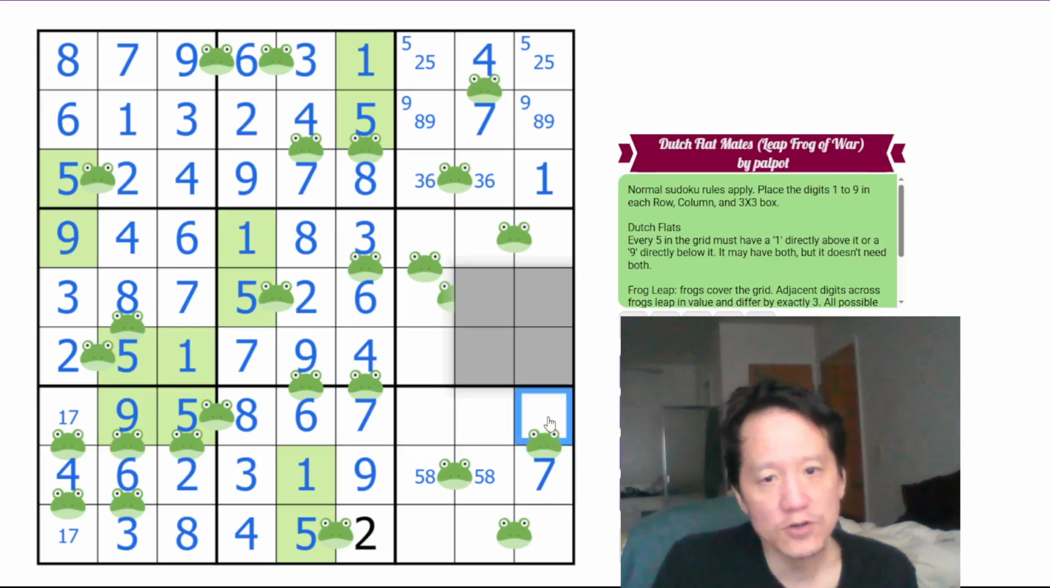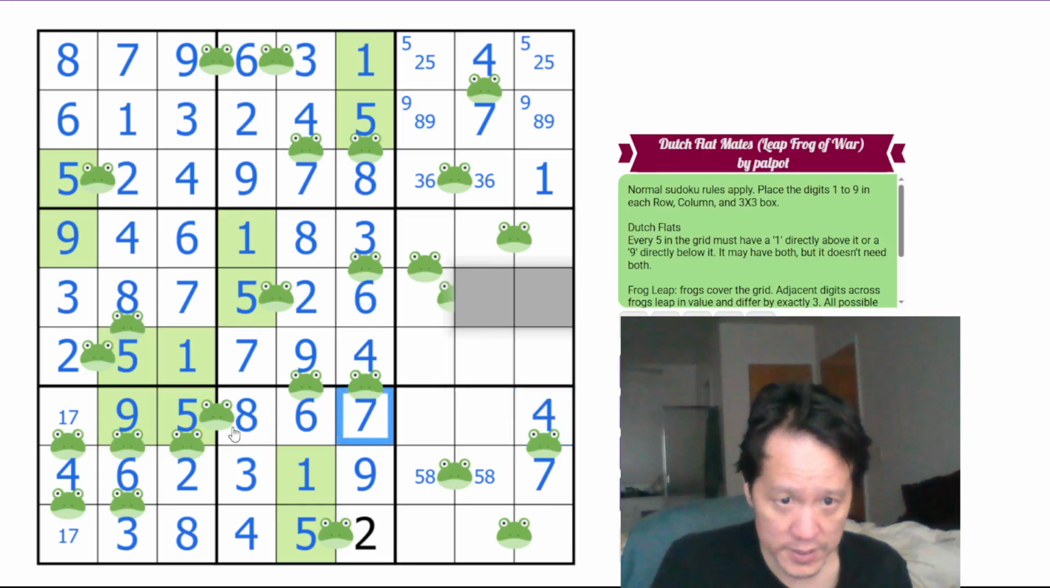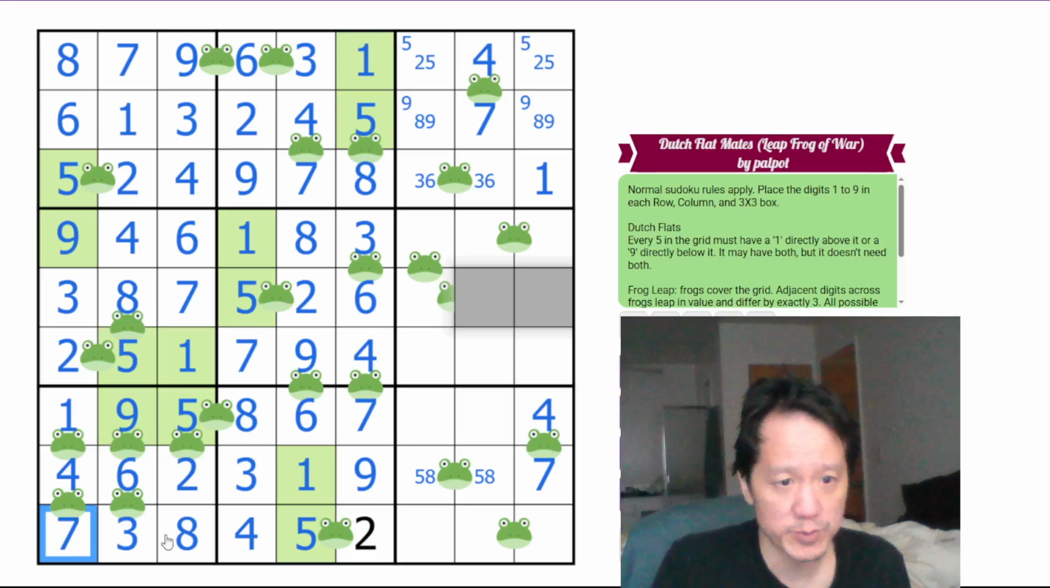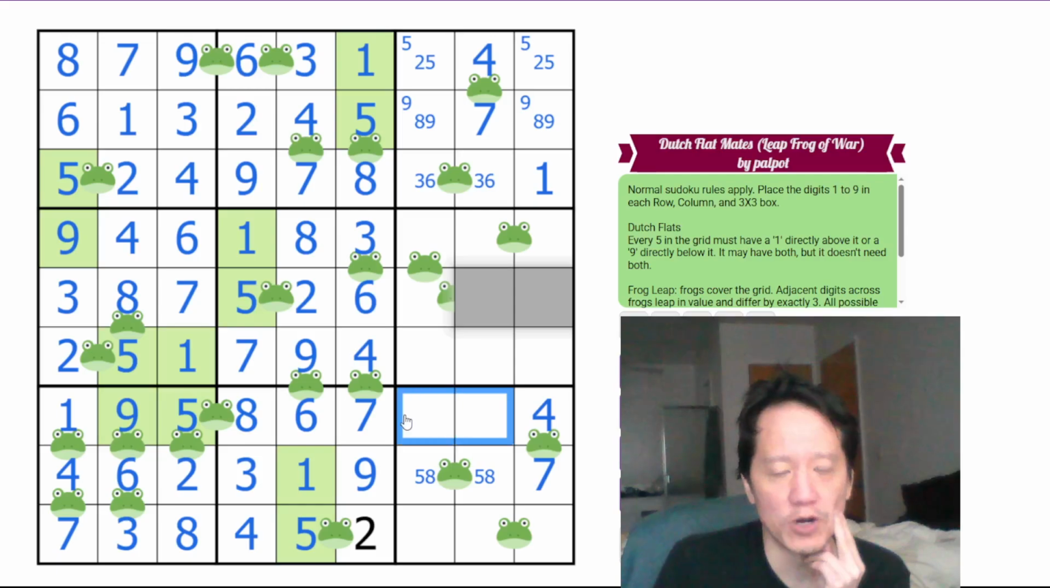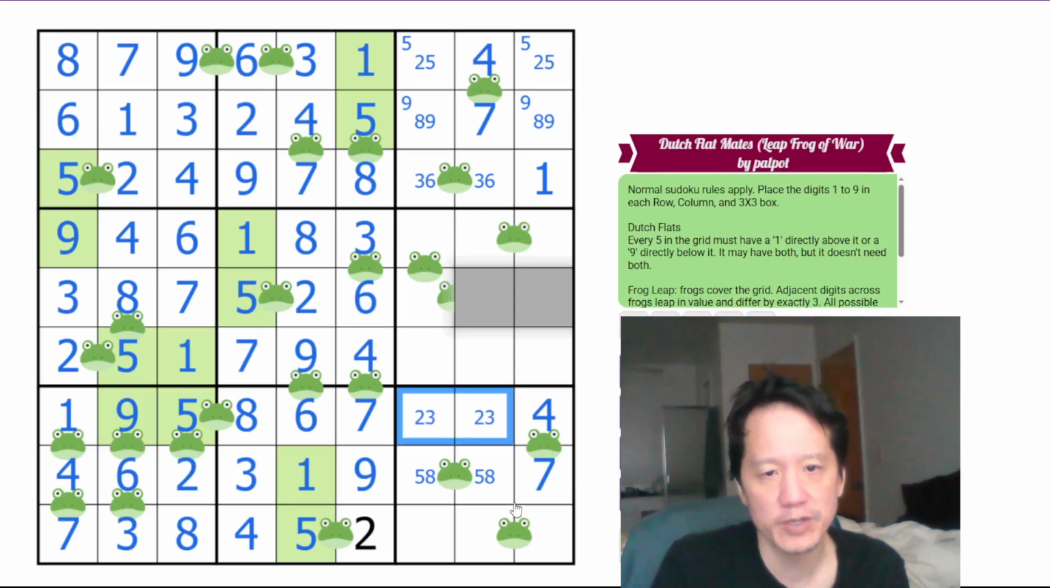This 7 can only be next to 4 as a frog leaps away. So this is 4. This 7 eliminates that 7, so this is a 1, which makes that a 7. This 5 can no longer have a 1 above it, because this must be a 2-3 pair. Therefore, it must have a 9 below it.